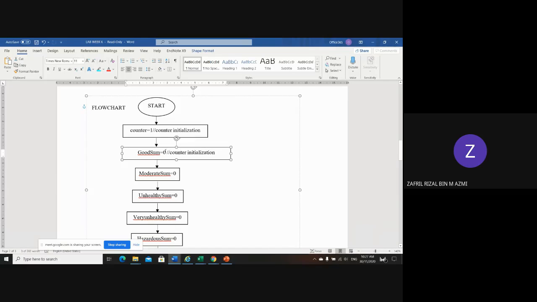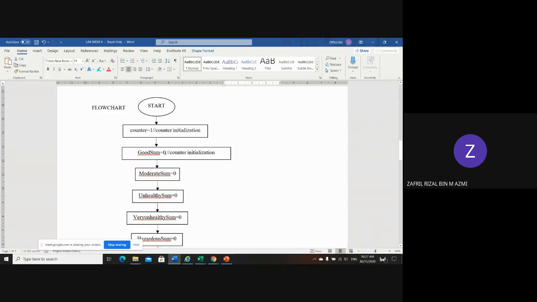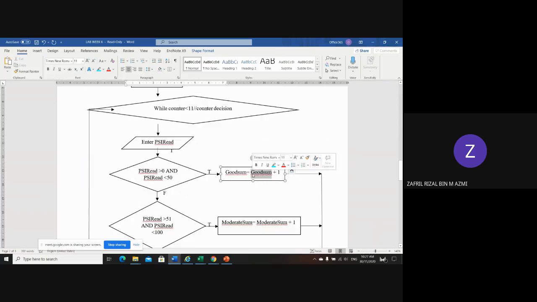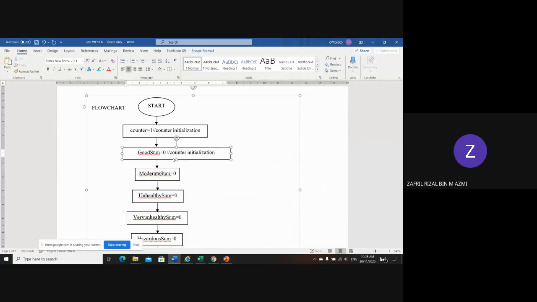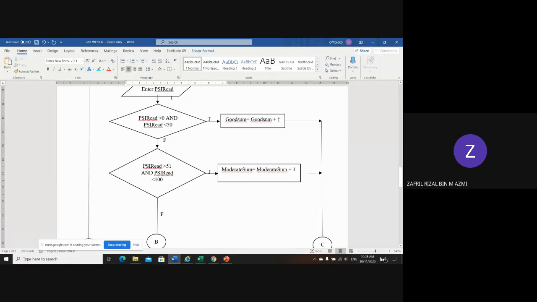So why do we need this initialization? To calculate the first equation. If you didn't put this, it will search for the first value of good sum to add by 1, and it won't find the value. So you will get incorrect output at the end of your system. So this is needed for the first looping. The second looping is going to carry the value of good sum. For example, 0 plus 1, so good sum is going to be 1.